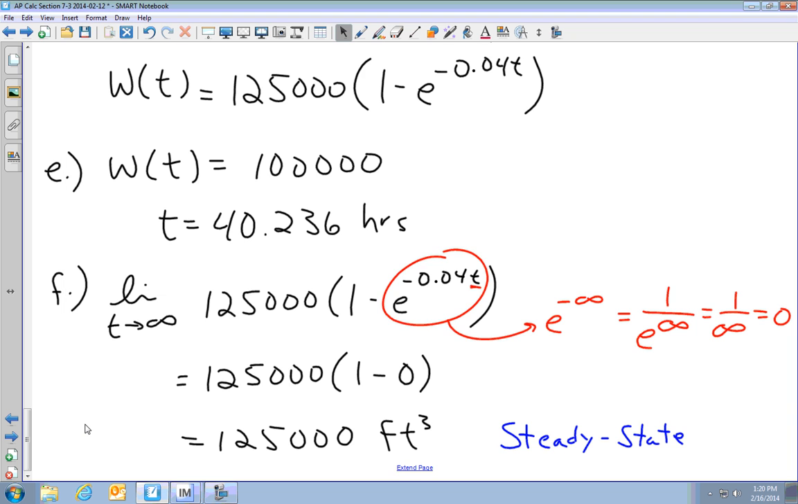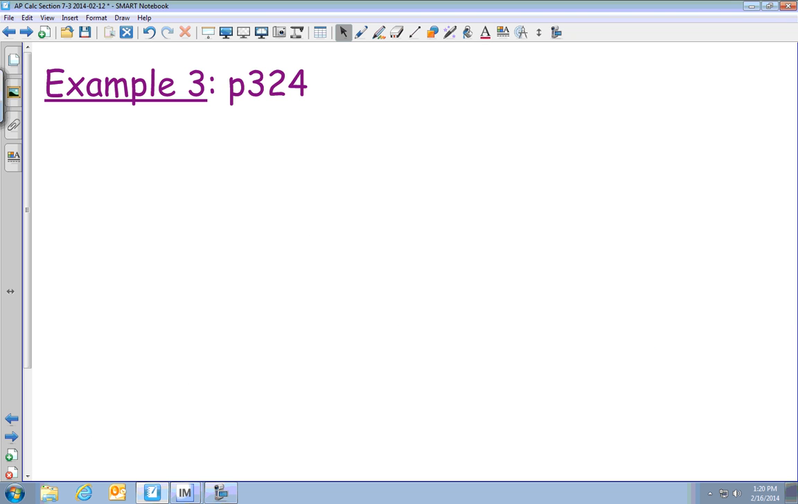Let's take a look at example 3. Example 3 is going to have us work with the same problem. The lake in example 2 is now filling with water. The actual volume of water at time t equals 10 hours is exactly 40,000 cubic feet of water. The flow rate is still 5,000 cubic feet per hour, as predicted. Use this information to find a more precise value of the leakage constant, K.